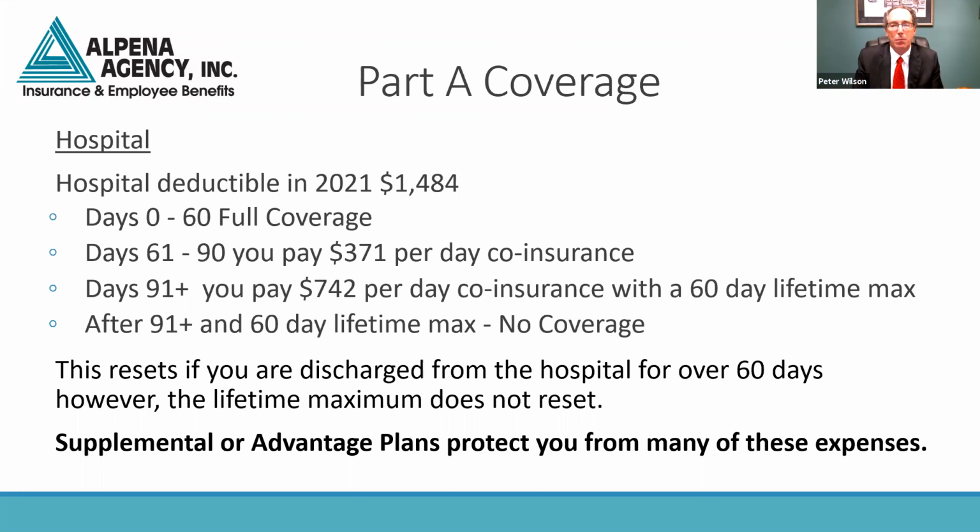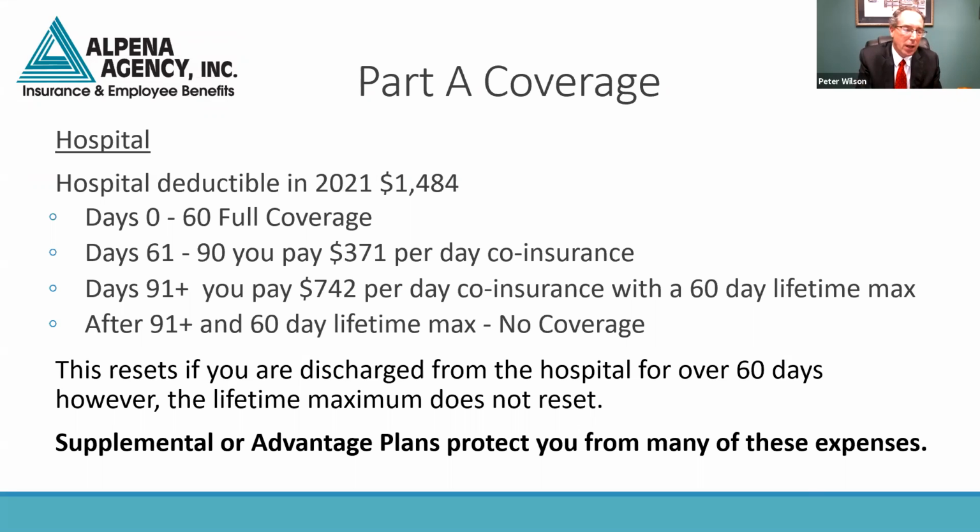So if you went in and out of the hospital 3 or 4 different times, and you were there in a long stay beyond 90 days, you could use up that 60-day maximum throughout your life at different intervals, and eventually you would have no coverage if you go to the hospital and you're there for more than 91 days. Now, keep in mind that, number one, being in the hospital for more than 60 days is very unusual, but it does happen. Also, if you're in and out of the hospital and you're out of the hospital for more than 60 days, your hospital stay will reset and you'll start all over with full coverage again.